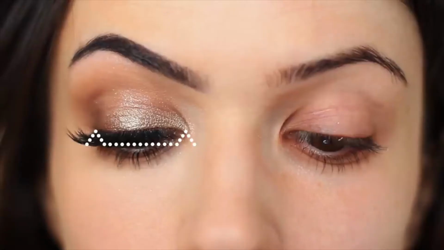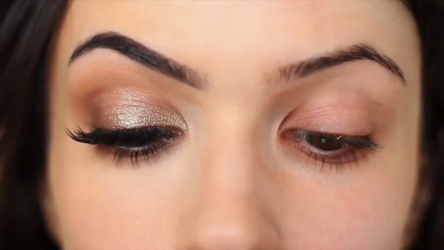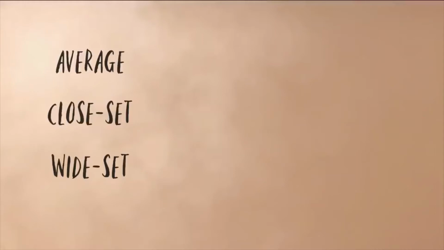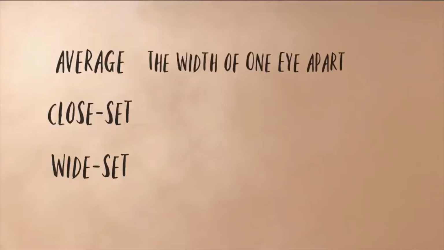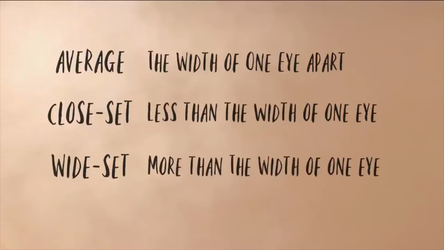We talked about finding your eye spacing and figuring out which of the three categories you fit into: average, close, or wide set. This refers to the distance between the eyes. The so-called average spacing between two eyes is the width of one eye length apart. If it's less than one eye length apart, it's considered close set. If it's more than one eye length apart, it's considered wide set.